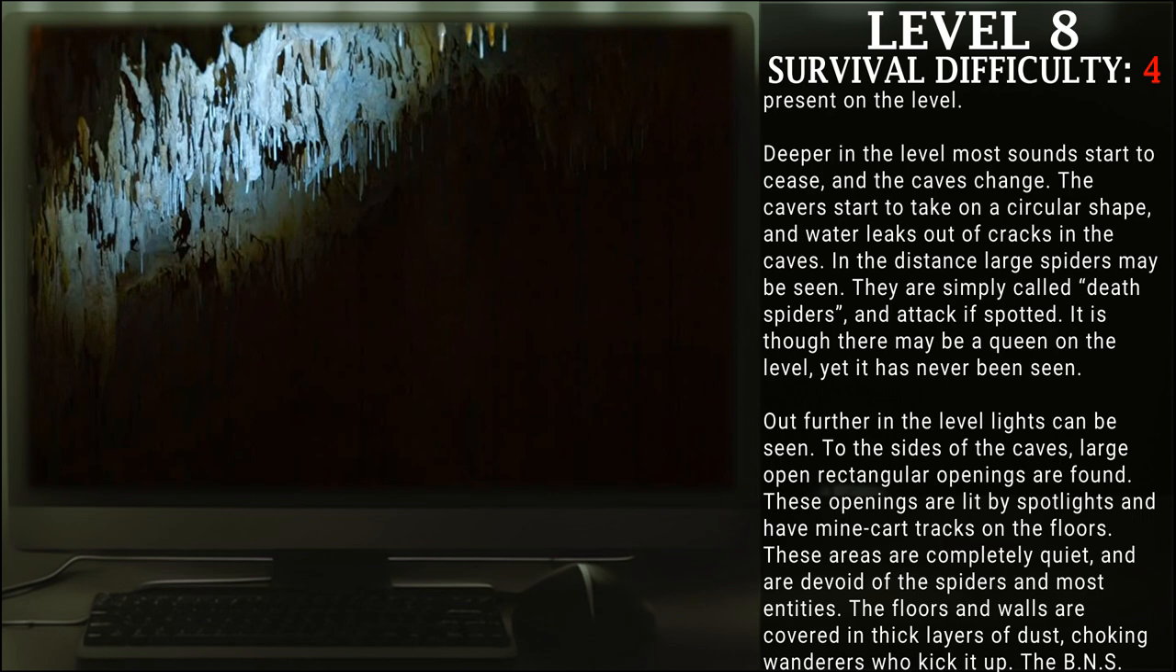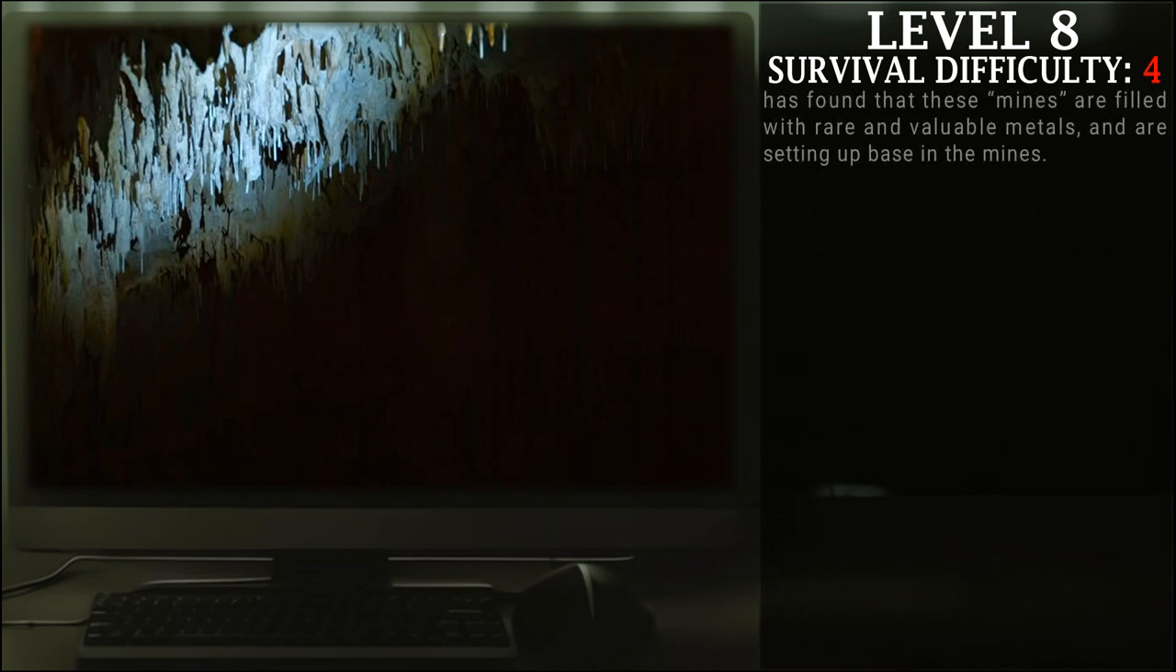The floors and walls are covered in thick layers of dust, choking anyone who kicks it up. The BNS has found that these mines are filled with rare and valuable materials and are setting up base in the mines.